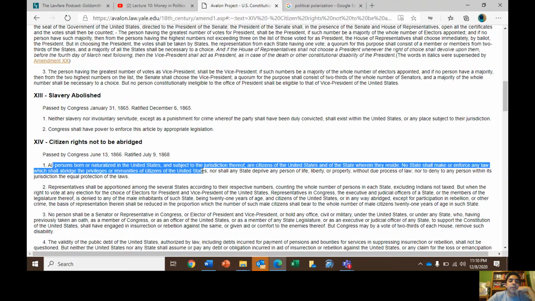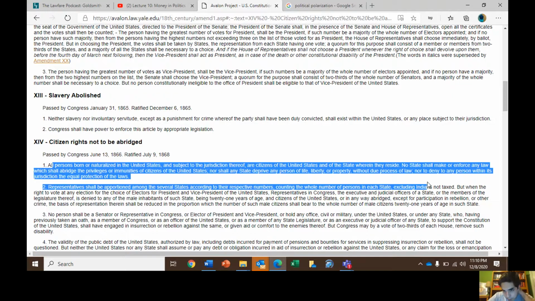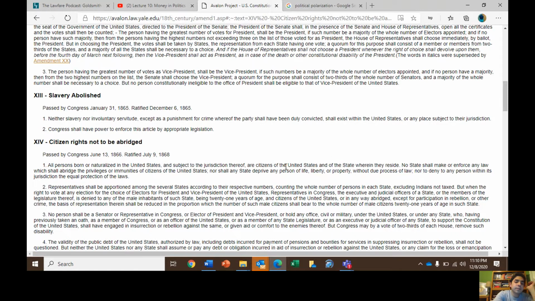All persons born or naturalized in the United States and subject to the jurisdiction thereof are citizens of the United States and of the state wherein they reside. No state shall make or enforce any law which shall abridge the privileges or immunities of citizens of the United States, nor shall any state deprive any person of life, liberty, or property without due process of law, nor deny to any person within its jurisdiction the equal protection of the laws.